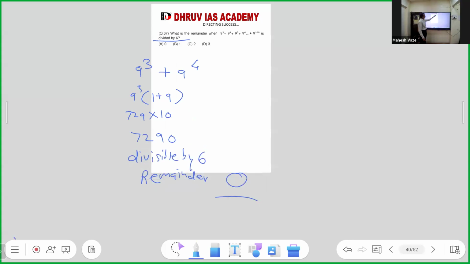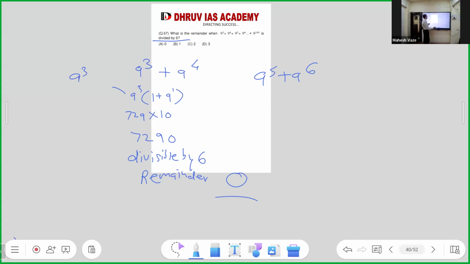Okay. Now see the next thing: 9 raised to 5 plus 9 raised to 6. Again, from this I can take 9 raised to 3 common. See here, this thing, 9 raised to 3. Basically it was 9 raised to 3 into 9 raised to 1.